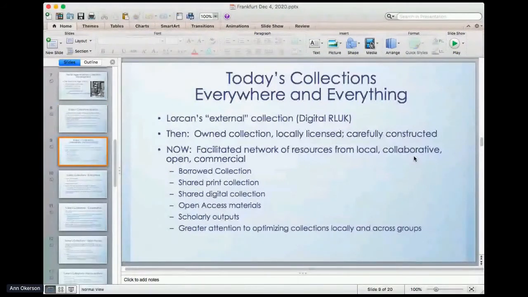OCLC's Lorcan Dempsey famously speaks of a library's external collection, a useful frame for thinking about the facilitated network of resources that come to us from many directions. Libraries have locally owned and sometimes locally produced materials, but we also have what we have licensed from external sources, what we borrow from others, what may reside in a shared print collection or a shared digital collection, and especially what resides in open access sources of one kind or another.